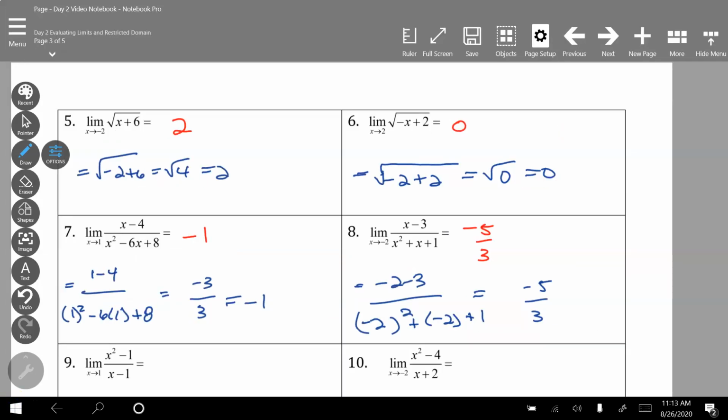Okay, the same thing with these next 4 problems. Nothing really fancy here, just plugging in the value for x that is given to us and simplifying using our algebra skills. And, you know, again, 0 is okay as a result. Okay, the next few problems.